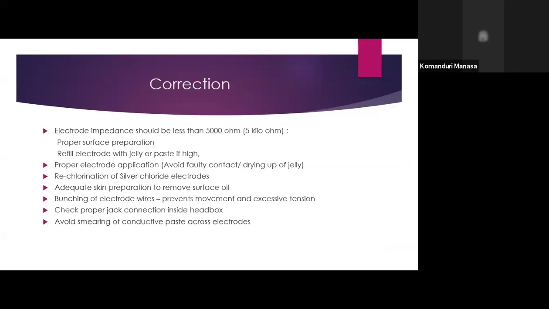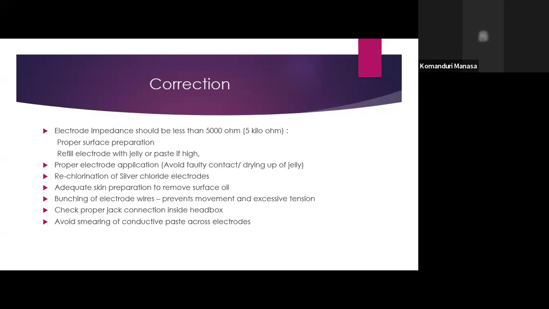Similar to your occipital lobe activity, visual evoked potentials, similar to that. Time locked to the photic stimulation. So for correction of the electrode artifact, electrode impedance should be less than 5,000 ohms. So proper surface preparation is important. Refill the electrode with jelly if high, or use proper electrode application, avoiding faulty contact and drying up of the gel.